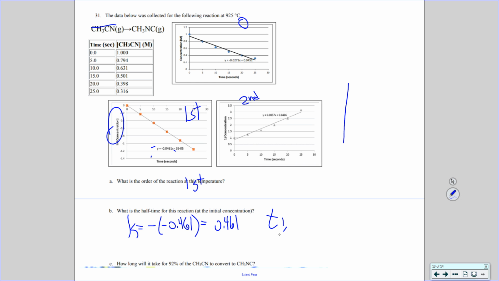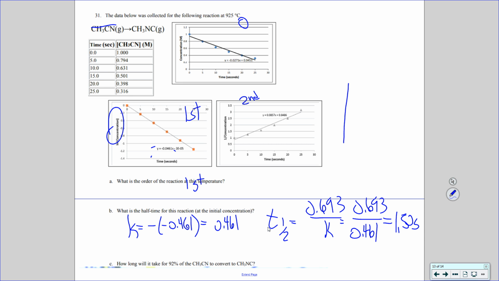So the half-life is equal to 0.693 divided by K. So it'd just be 0.693 divided by the value of K, which is 0.461. So it's a second and a half maybe. I'm a very good guesser. Second and a half. Okay, so that's an example of applying it to find out what the half-life is.